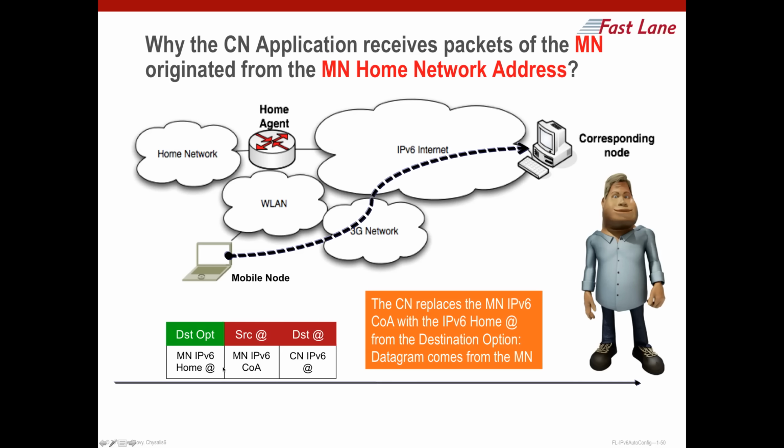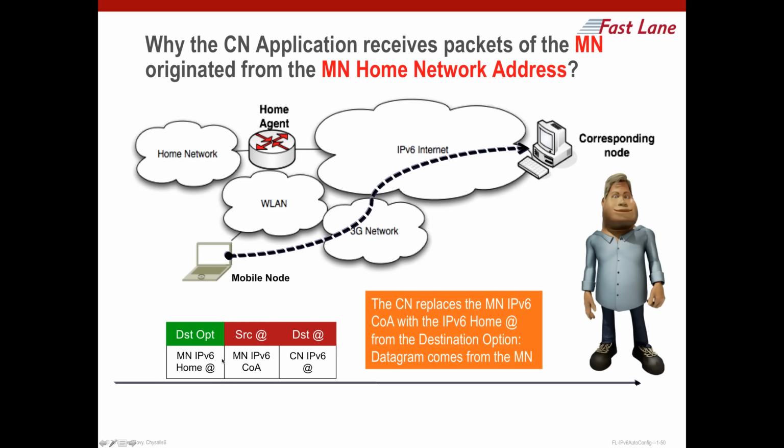So when the corresponding node receives the packets, it replaces the source address, which was the mobile node IPv6 care of address, with the mobile node IPv6 home address, which is in the destination option.